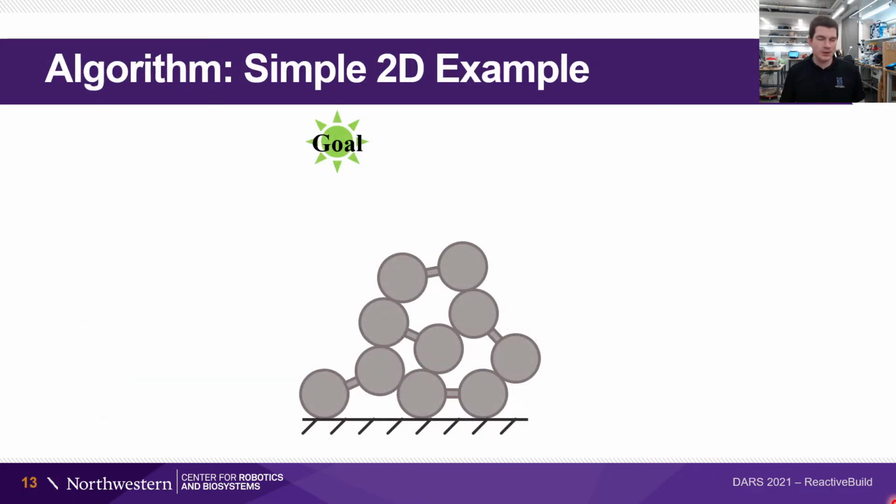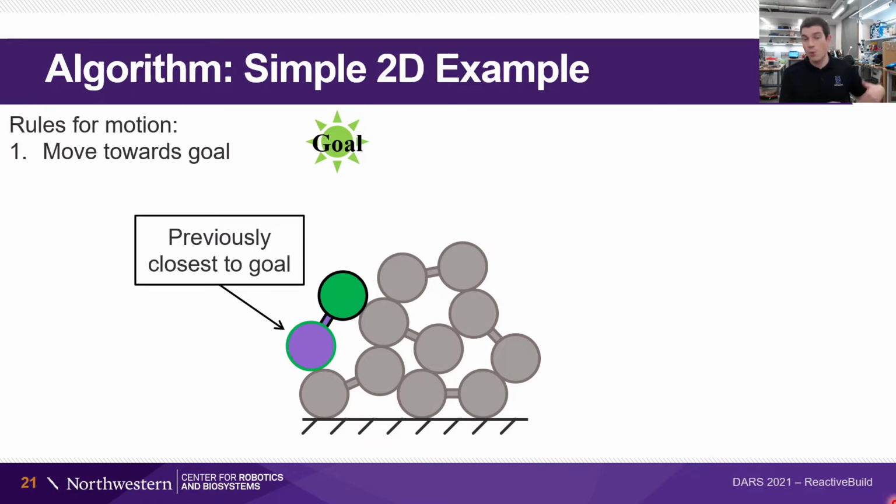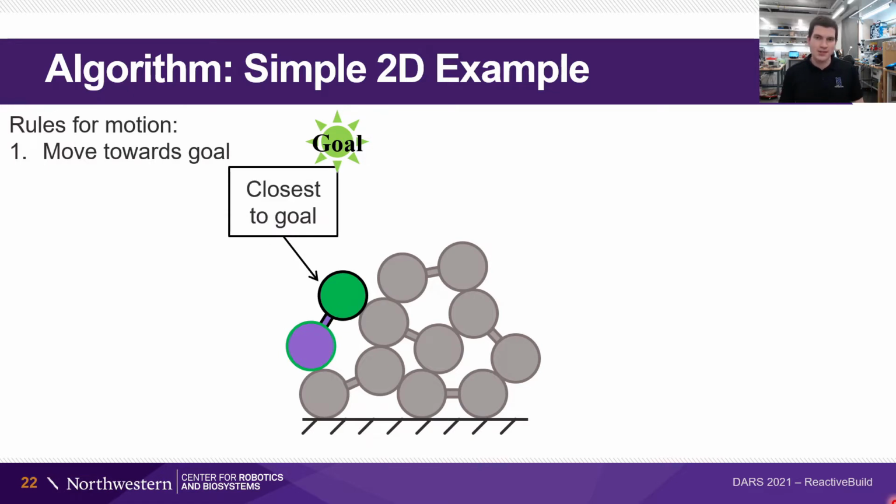To actually explain Reactive Build, in the paper itself I have a more formal explanation, but here I'm going to present it in the form of a motion comic. So let us consider a moving robot, shown here in purple, that wishes to climb the structure. The first rule it must follow is that it must move towards the goal location. So it evaluates which of its two legs is closest to the goal. In this case, it's, of course, the forward one. And so it moves around that circle, taking a step towards the goal. The back leg was previously closest to the goal, and the front leg is now closest to the goal.